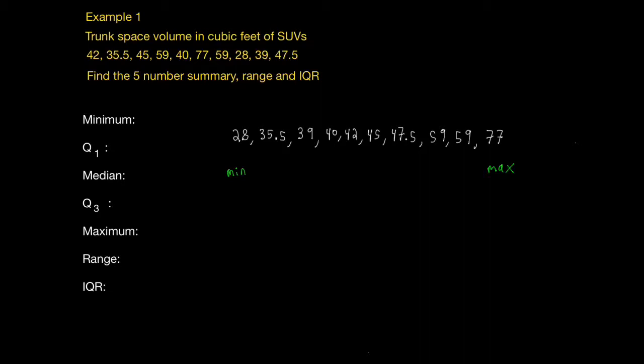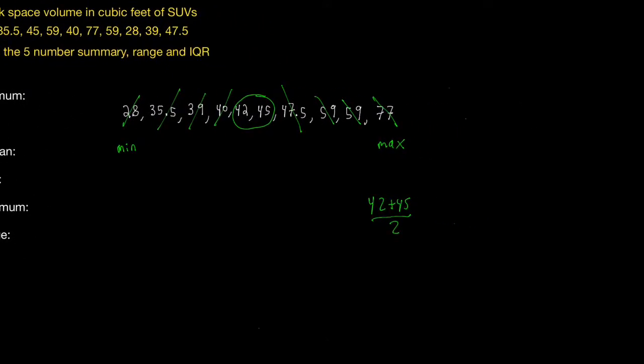The next thing I want to do here is to get the median. So I'm going to begin to shave off the edges. So let's begin by cutting out the 28 and the 77. Let's cut out 35.5 and 59. Let's keep doing this. And you see that in this scenario, we have two medians, 42 and 45. Now we can add these two together and divide by 2. Or we can eyeball this and say, well, the middle value should be around 43.5.